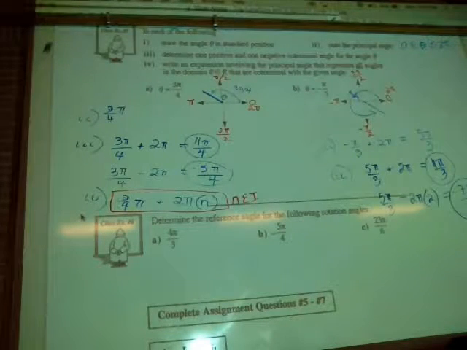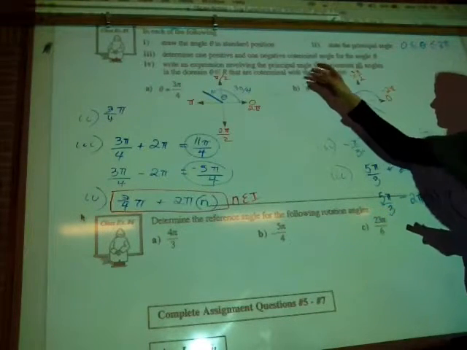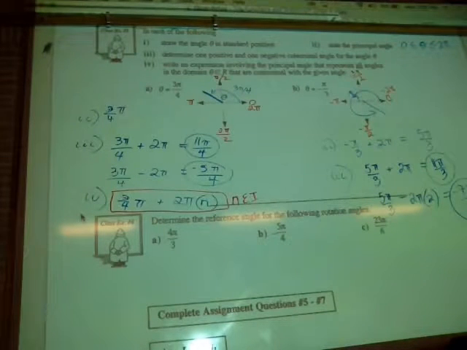In this case, they didn't give us any domain that we had to stay in between, so that would be totally fine. You can pick whatever coterminal angle you want. Last one, the general rule would be the principal angle, which was 5 pi over 3, plus n number of rotations, where n has to be an integer. So 5 pi over 3 plus 2 pi times n.